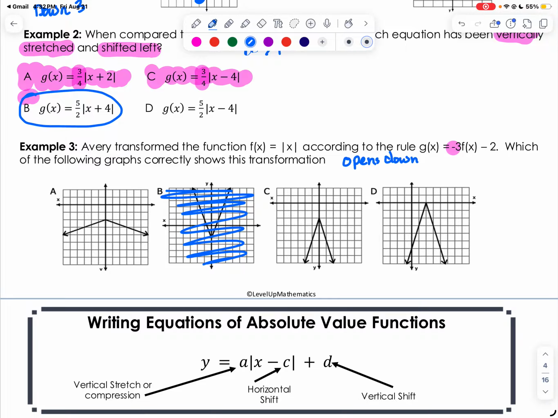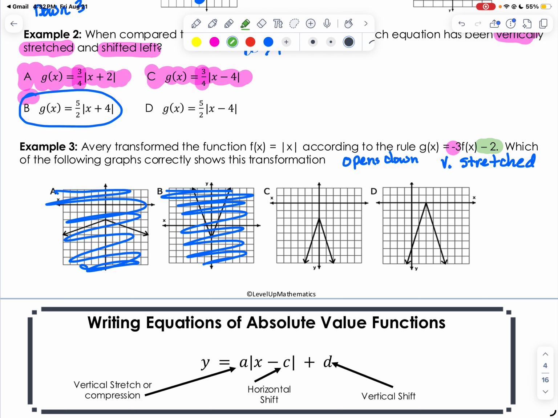The other thing I'm noticing, because we have a 3, I know that it's been vertically stretched. So that allows me to get rid of A, because A was vertically compressed. So it's got to be either C or D. The last thing that's going to help me decide is this -2. This -2 means that the graph has been shifted down 2 units. So I want you to pause the video and select which graph you think opens down, has been vertically stretched, and has been shifted down the y-axis 2 units. Pause the video, select your answer, press play when you're ready to check your answer.